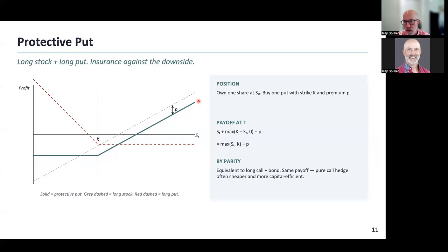It acts like an insurance, and you pay the put premium. It's like a deductible, basically. It's like an insurance product.